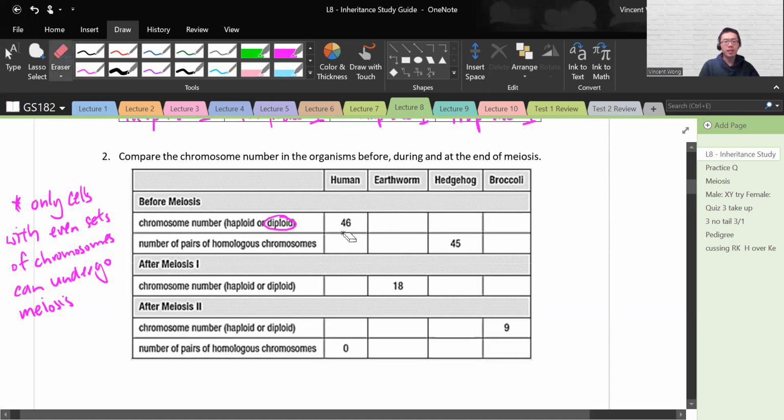So 46 chromosomes. The number of pairs of homologous chromosomes would be 23. 23 from mom, 23 from dad. That makes up 46. After meiosis 1, how many chromosomes do we have? Now, this is a little bit of a trick question. This is going to be 23 chromosomes, and it's going to be haploid. Now, why is that the case?